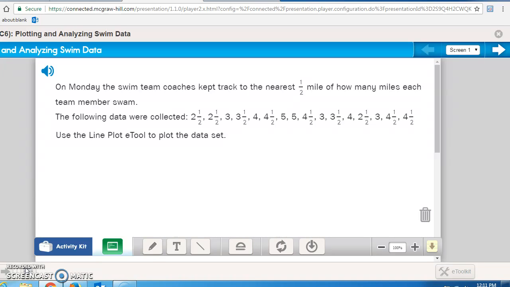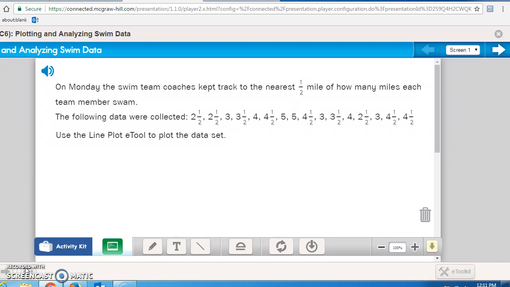What you're seeing on the screen is Math Journal page 251. I'm going to read this page to you, and then I want you to complete it and again take it back and check it in the Math Journal answer key. It says, on Monday the swim team coaches kept track to the nearest half mile of how many miles each team member swam. The following data were collected. 2.5, 2.5, 3, 3.5, 4, 4, 4.5, 5, 5, 5, 4.5, 3, 3, 3.5, 4, 2.5, 3, 4.5, 4.5.